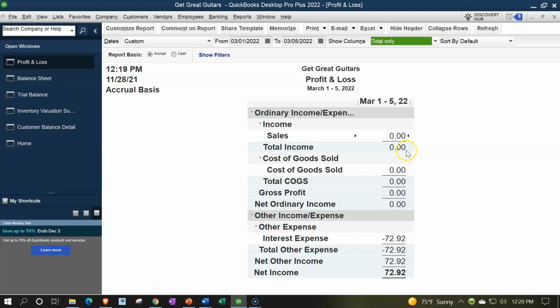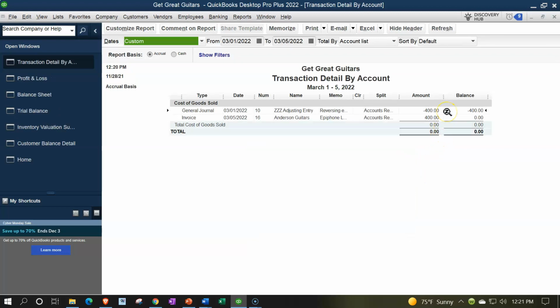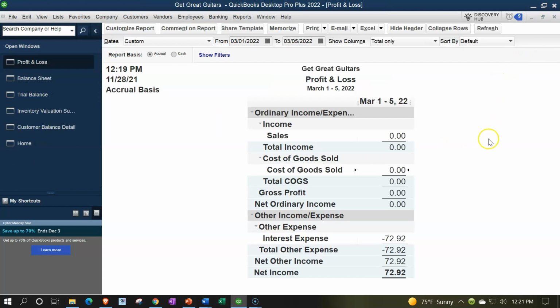Okay, so that's the sales, and the same thing happens, of course, with the cost of goods sold. We negated this 400, which negates the prior journal entry that we pulled back into the prior period, and then it negates out this invoice that happened because we, in essence, again, pulled that invoice into the prior period, recognizing it in the prior period with these adjusting and reversing entries.